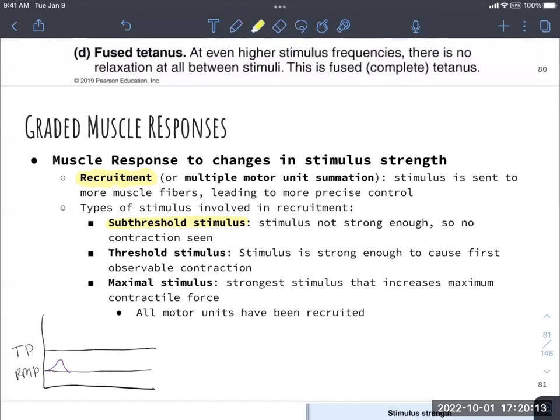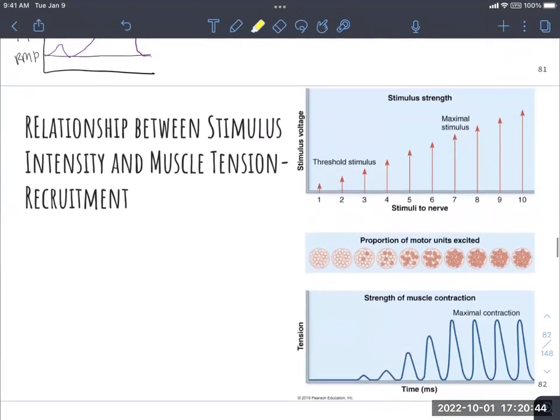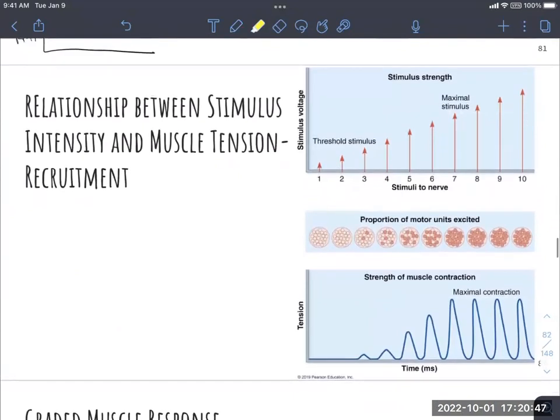A threshold stimulus. Well, something else comes. Oh, we hit that threshold. When we hit that threshold, our full depolarization and repolarization occurs. Maximal stimulus: we get a strong stimulus to increase the maximum contractile force. So here are some pictures showing all that.